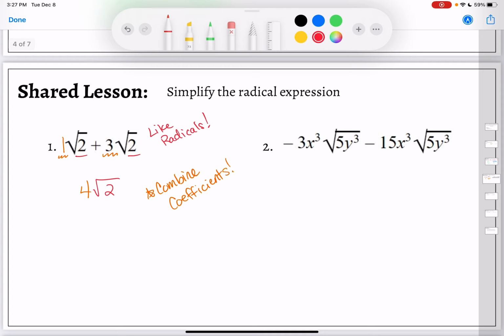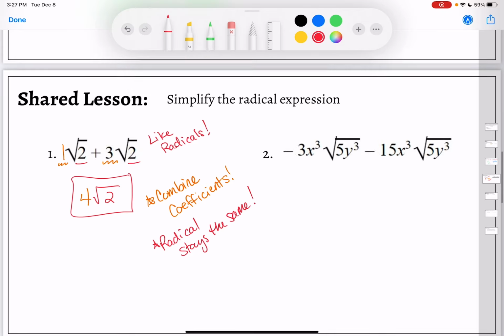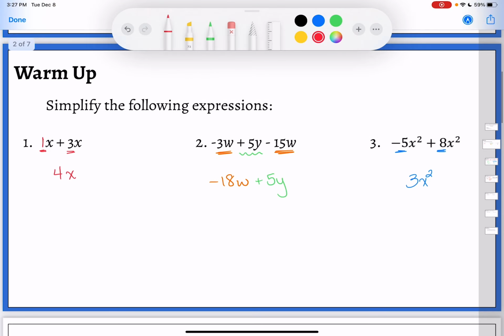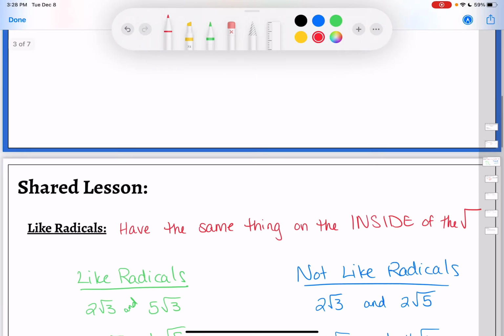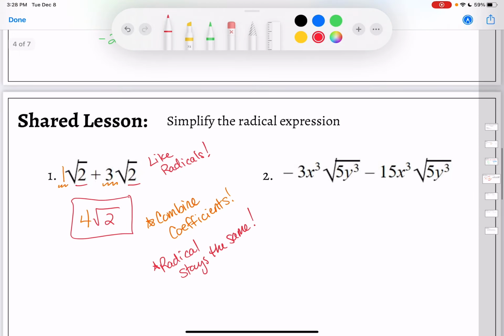And then the radical stays the same. If you notice, if we go back to our warm-up, I have 1 radical 2 plus 3 radical 2, and I got 4 radical 2 as my answer. If you look back at your warm-up, I had 1x plus 3x gave me 4x. It works exactly the same as like terms, so just keep that in mind.